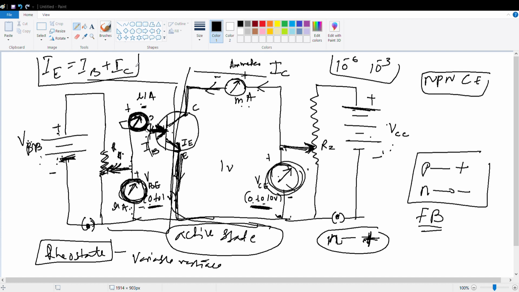What about others? Caroline, Siddhi, explain me. What is input characteristics? The variation of IB versus VBE at constant VCE. Very good. That is the input characteristic. What is output characteristics? Caroline? The variation of IC with respect to VCE at constant IB. Very good. How can we put IB constant?